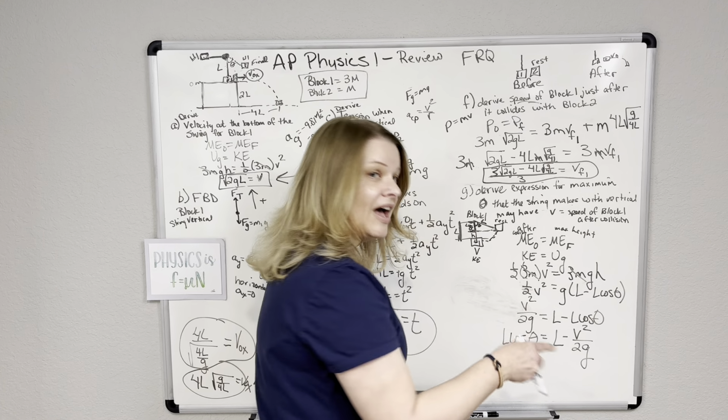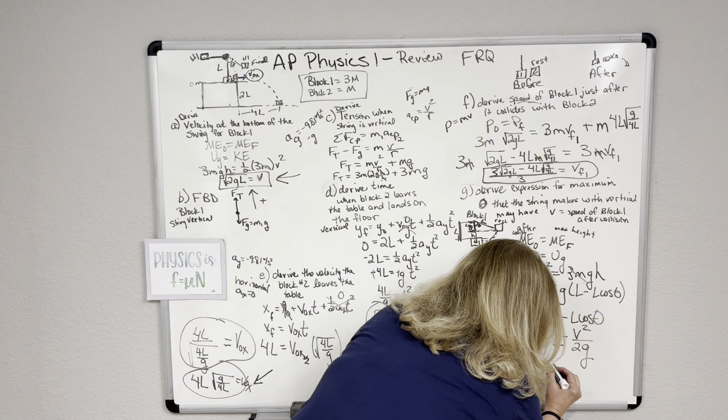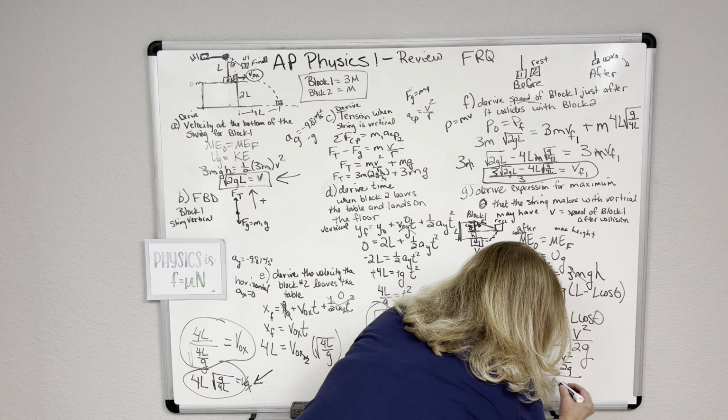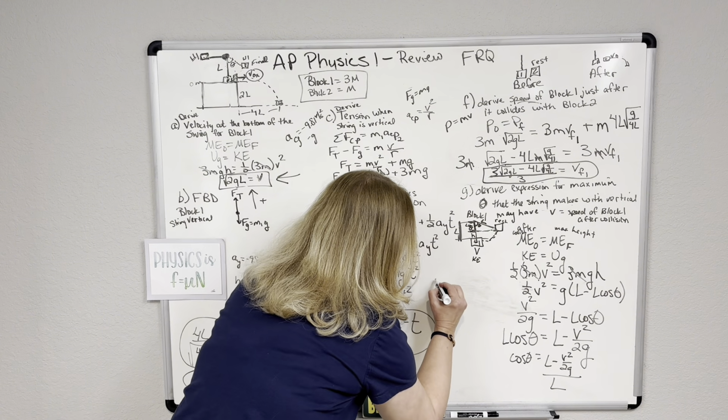I'm going to divide by g. So I have v squared over 2g equals L minus L cosine theta. I'm going to add L cosine theta to both sides, and subtract v squared over 2g from both sides, just to get the negative out in front of the variable that I'm looking for. Now I'm going to divide both sides by L, and I get cosine theta equals L minus v squared over 2g, divided by L. You can actually clean that up.